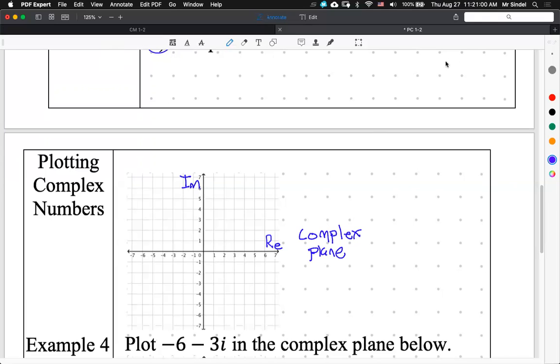The old one, I can write it down too. The old one was called the, I can say the coordinate or Cartesian plane. And that was the one that had an X and a Y.